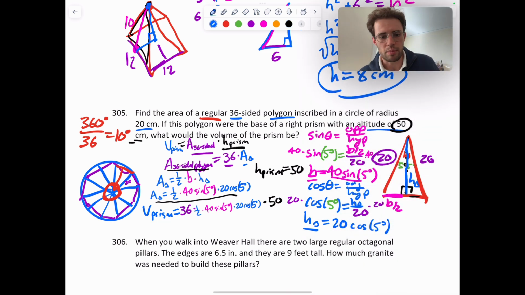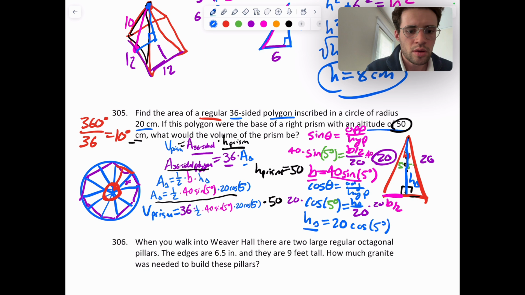So I just have to go grab my calculator, and we've got 36 times 1/2, which you could just do 36 divided by 2, times 40 times the sine of 5 degrees, and make sure you're in degree mode, times 20 times the cosine of 5 degrees, times 50. And that gives me that the volume of the prism is about equal to 62,513.34396, and it keeps going.